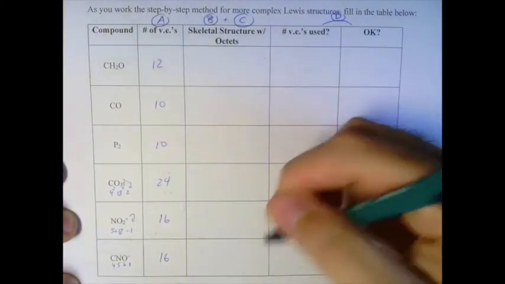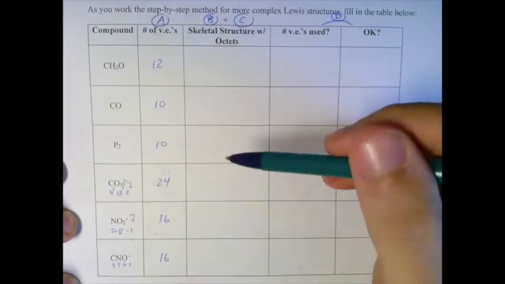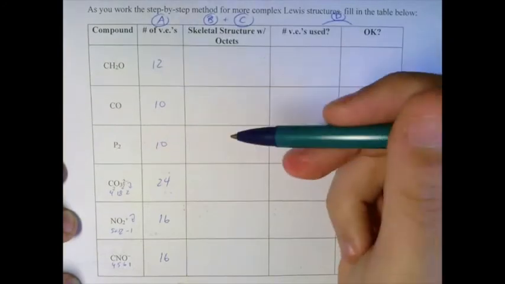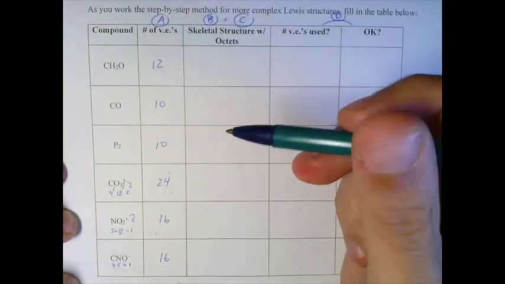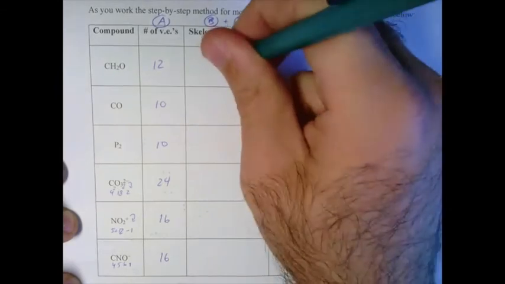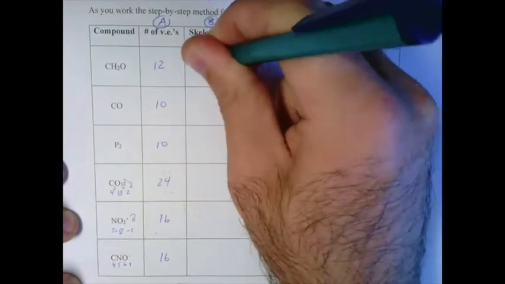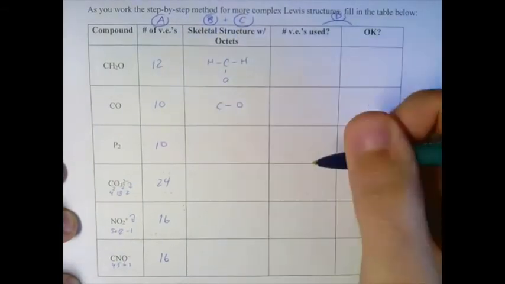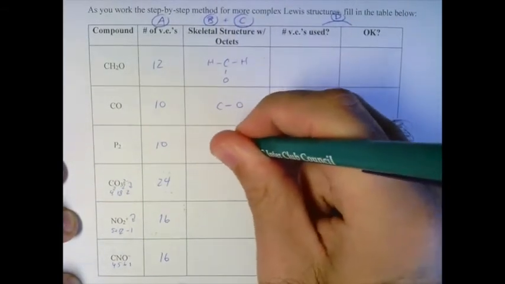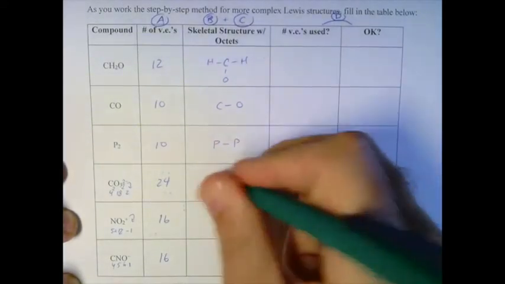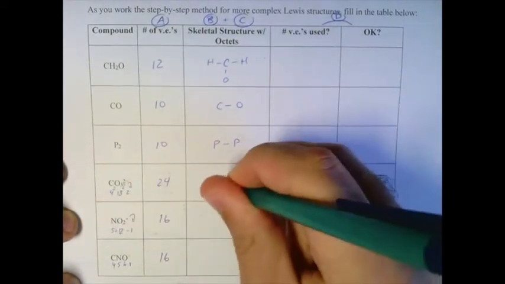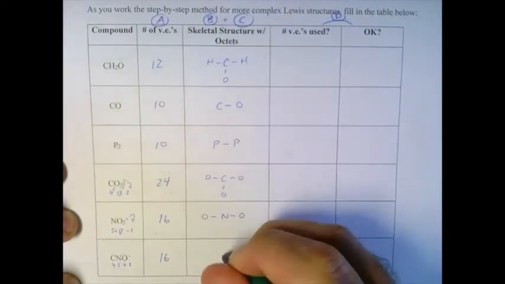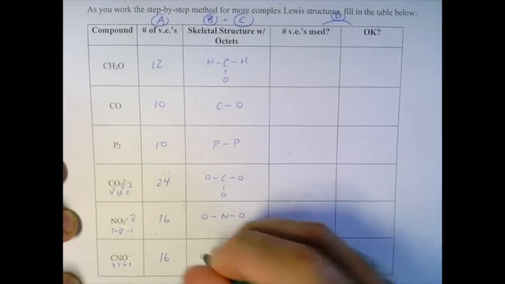For your skeletal structures, what I hope you decided to look at was the neediest atom in each case. So, good rule of thumb, if carbon is in your substance, it needs 4 electrons. It is probably your neediest atom. So we'll go ahead here and put carbon in like this. Carbon monoxide is easy enough. I just connect a carbon to an oxygen. Same thing with the phosphorus. And then over here, I've got carbon and 3 O's, nitrogen and 2 O's, carbon, a nitrogen, and oxygen.